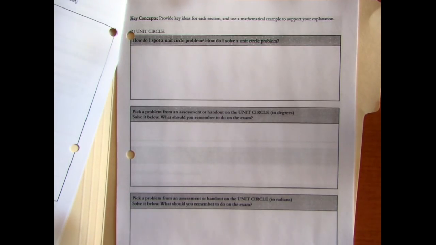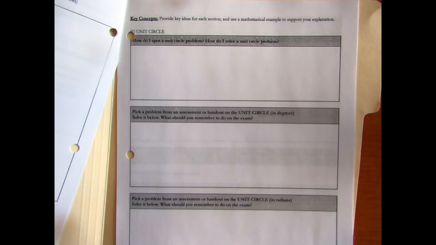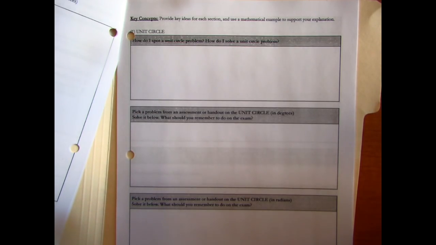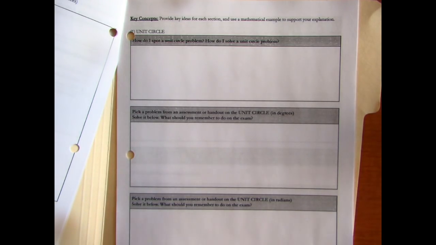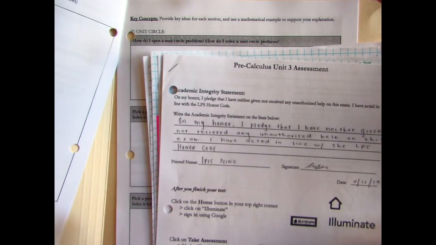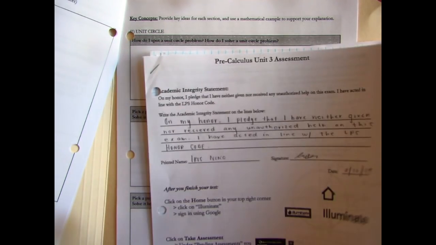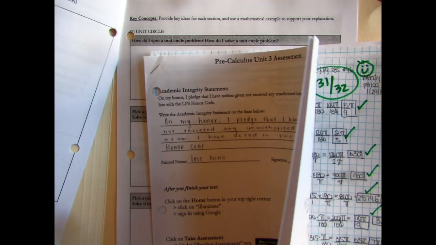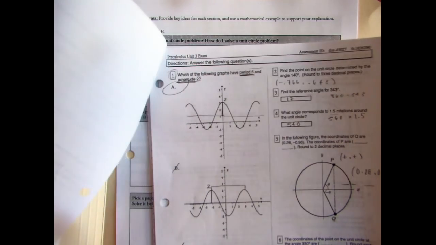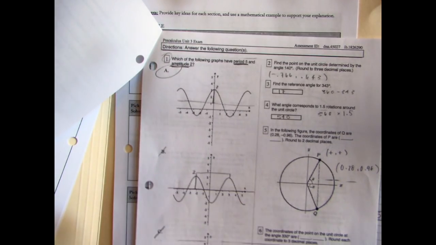What I'm going to do is look back through some old assessments. Your Unit 3 assessment is going to be a really good resource for your final because it has all the types of questions from Unit 3. Right away I see question 2 says find the point on the unit circle determined by the angle 140 degrees. So it has the words unit circle in it. It's probably about the unit circle.